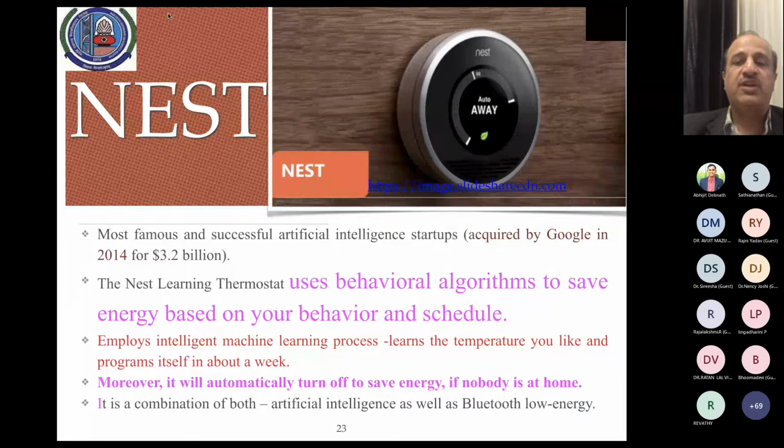Next, the most famous and successful artificial intelligence startup, and you can imagine that Google acquired this in 2014 for $3.2 billion. It is basically a learning thermostat that utilizes behavior algorithms and saves energy based on your behavior and schedule. If you are living in a room, it will note the temperature you like and program itself. Whenever you go out of the room, the lighting system, energy saving system and temperature system can be managed. It will automatically turn off the energy systems, and whenever you are coming in, it will automatically make them available, and it uses a Bluetooth energy system.